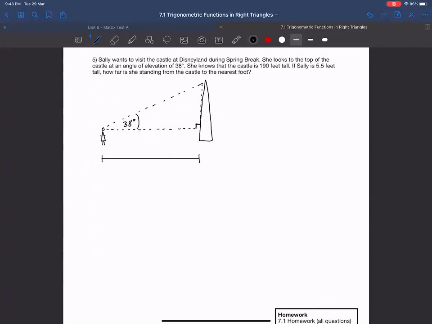So let's start filling in what we know. We know Sally herself is 5.5 feet tall, and we know the entirety of the castle is 190 feet tall. So really, we're trying to find this thing here, which I'm going to call x. So let's let x be the horizontal distance to the castle. And I want you to go through and find x. So I want you to pause the video now and try this question on your own.